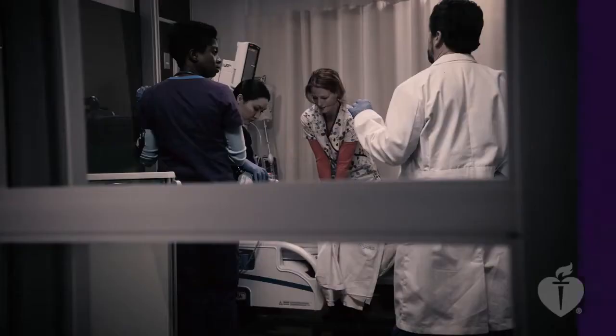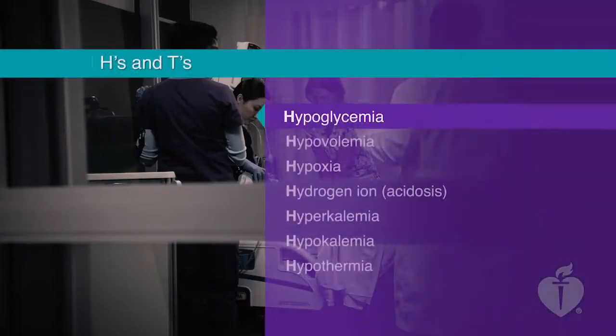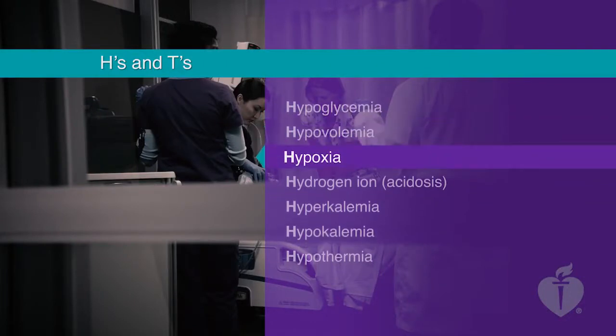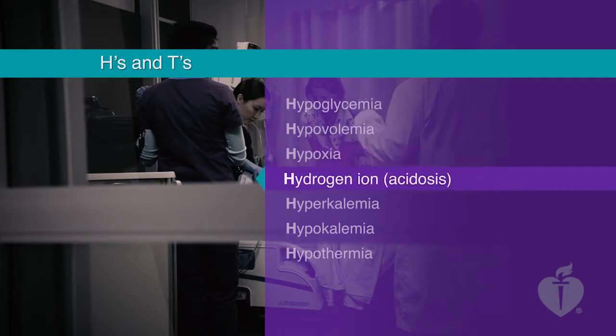Cardiac arrest can be caused by precipitating and potentially reversible conditions requiring immediate intervention. These causes of cardiac arrest can be recalled by remembering the H's and T's. Let's review these now. Hypoglycemia is low serum glucose. Hypovolemia is low blood volume. Hypoxia occurs when inadequate oxygen is reaching the body's tissues. Hydrogen ion, or acidosis, is the accumulation of acid and hydrogen ions in the blood and body tissues.